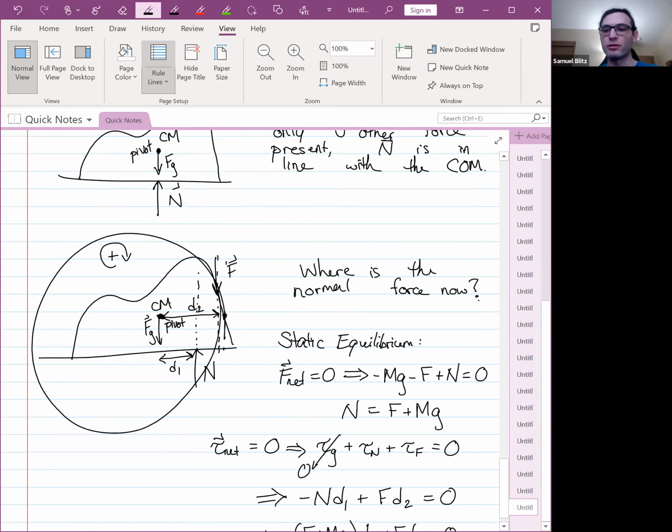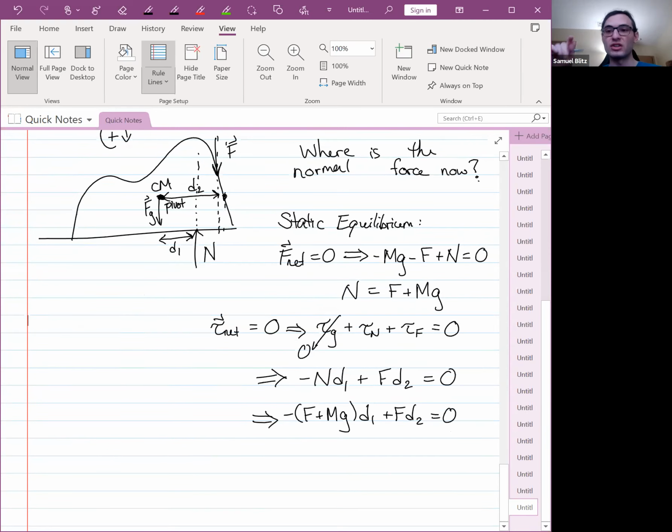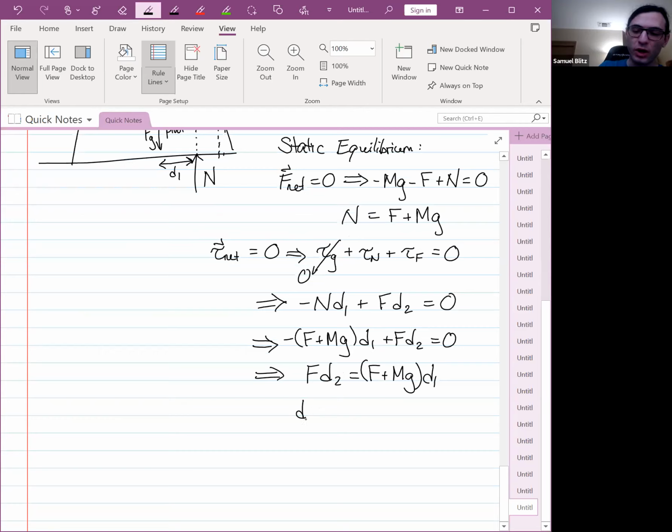If I apply that force F, just imagine there are no other forces and just apply that one force. Which way would it rotate? That's the easiest way. So this is just to say that we have F times d2 equals (F plus mg) times d1. And so we get that d1 divided by d2 equals F divided by (F plus mg).